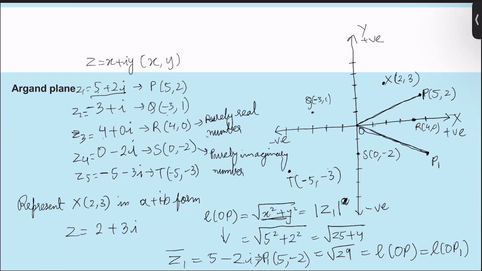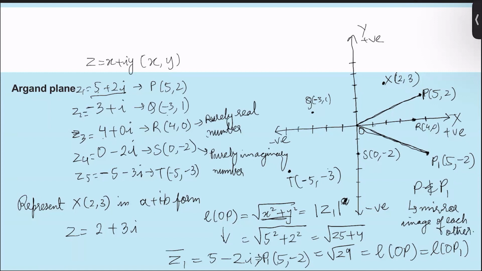So you can then see that since they are equal, these two points, 5 and minus 2, P and P1, are actually mirror images of each other. So you can see that they are actually mirror images of each other.